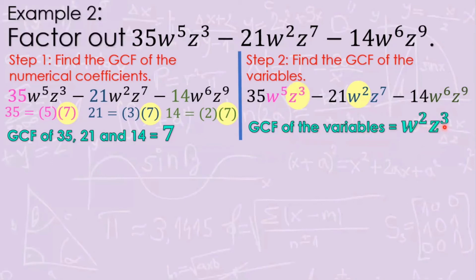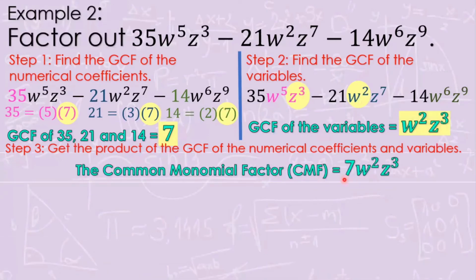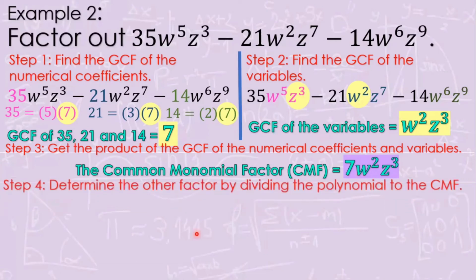Okay? So for step 3, i-multiply lang daw natin itong GCF ng coefficient sa GCF ng variables para makuha ang ating common monomial factor. So 7 times W squared Z cubed, that will give us 7W squared Z cubed. Parang pinagsama lang natin sila. And this is our common monomial factor. Okay? So, isosolve pa natin yung other factor natin. To do that, let us proceed to step 4.